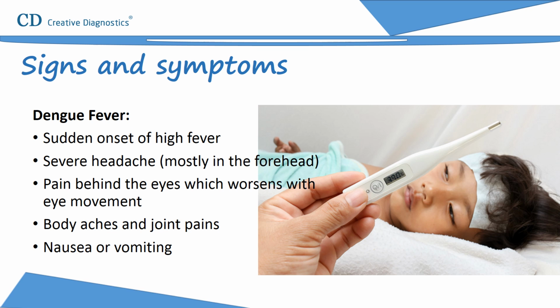Dengue should be suspected when a high fever is accompanied by the following symptoms: sudden onset of high fever, severe headache mostly in the forehead, pain behind the eyes which worsens with eye movement, body aches and joint pains, nausea or vomiting.